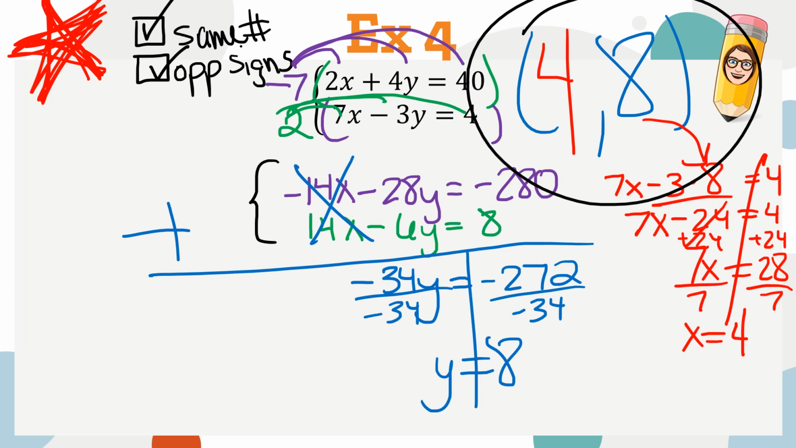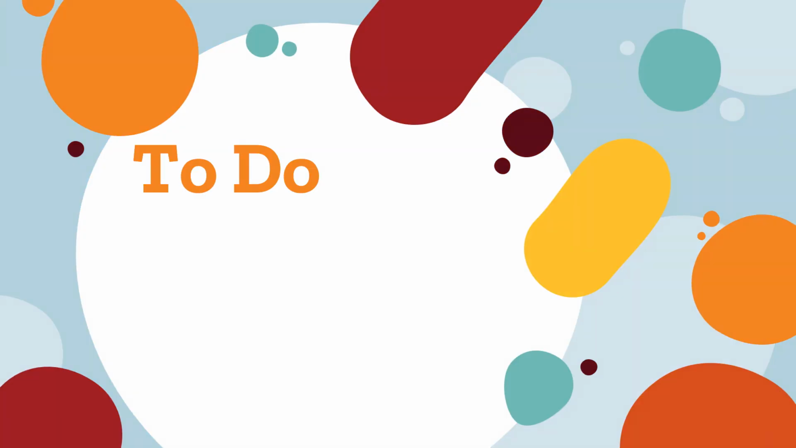I just want to reiterate before we're done here. Remember that strategy here. We multiplied by the opposite number and we checked our signs to see if they would work. Alrighty, this was the first step and introduction into elimination.